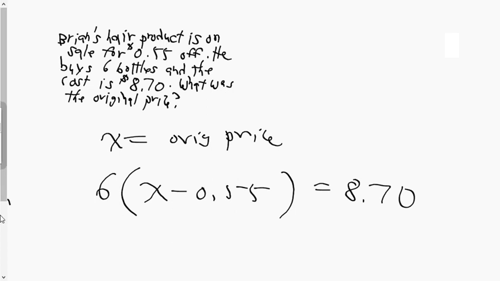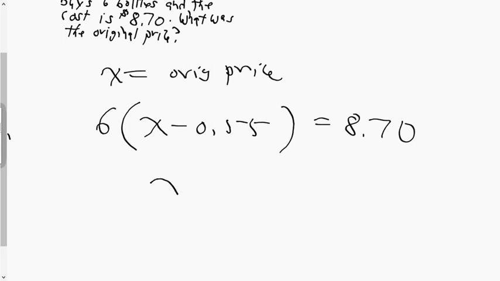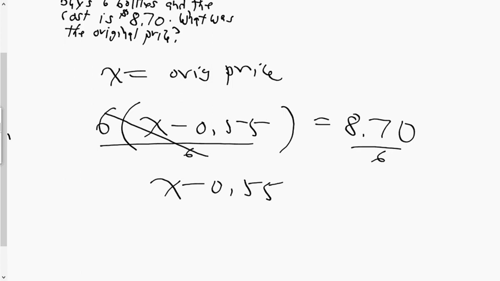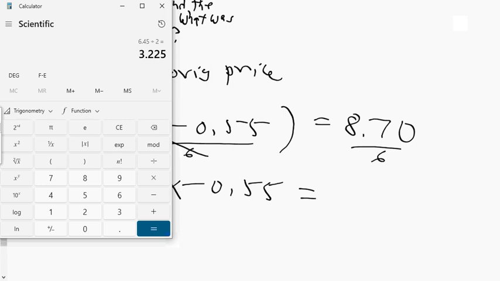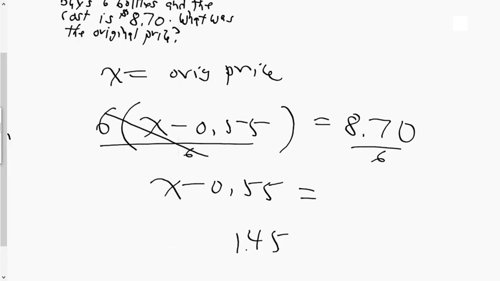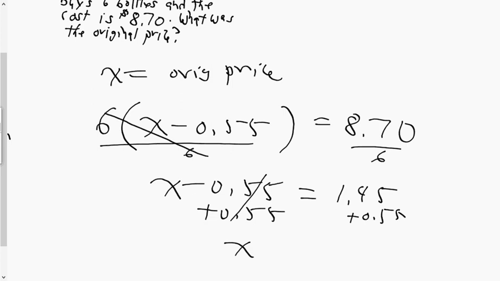Smart people will divide both sides by 6. And when you do so, you get the cost of one bottle is equal to 870 divided by 6, which is $1.45. Sorry, $1.45 over here. So Brian paid $1.45 each, but if he put back on the coupon that he used, the cost of one bottle of Brian's hair product was $2 to begin with.